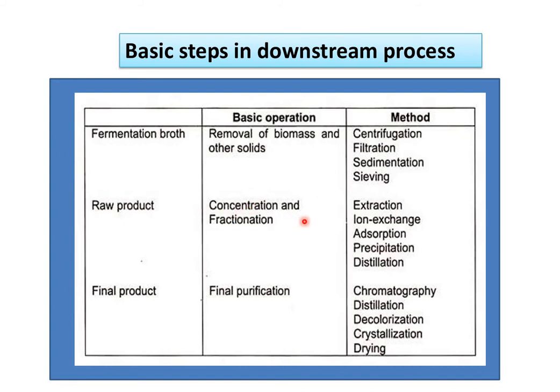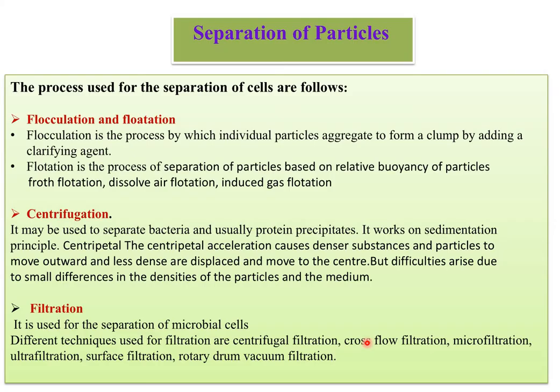Talking about the concentration and fractionation, it involves extraction, ion exchange, adsorption, precipitation, as well as distillation. For the final product, the basic operation is final purification. After the final purification, we are going to have the final product, and this final purification includes chromatography, distillation, decolorization, crystallization, and drying. So these are the basic steps in very short, just to understand the downstream process.